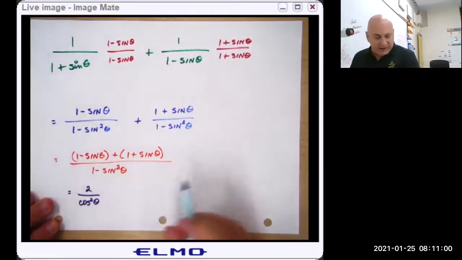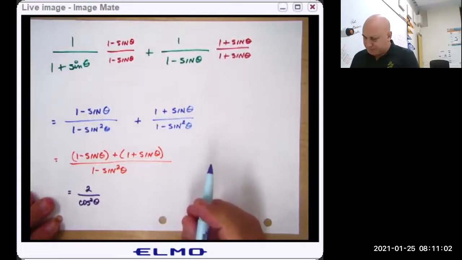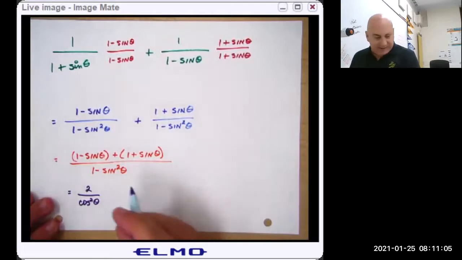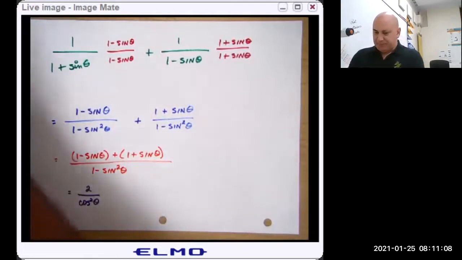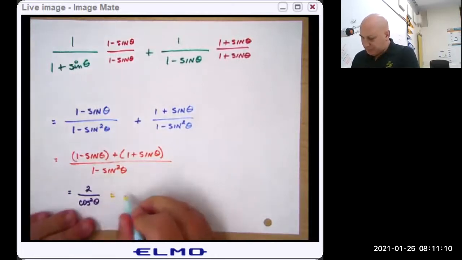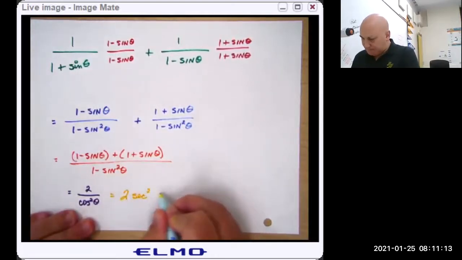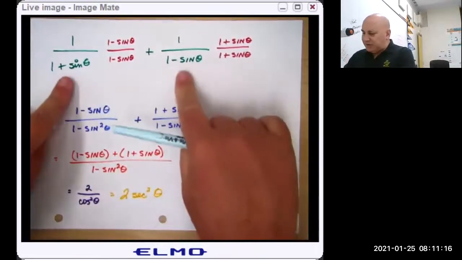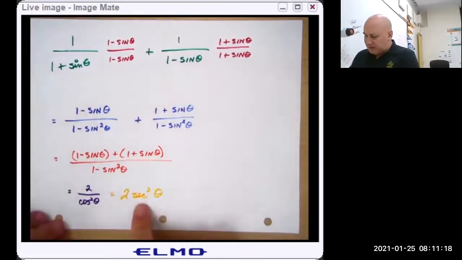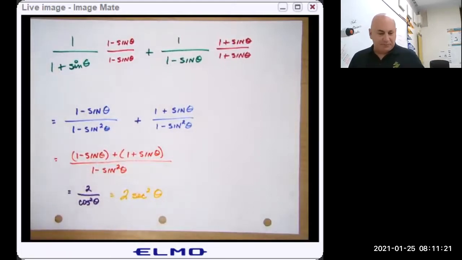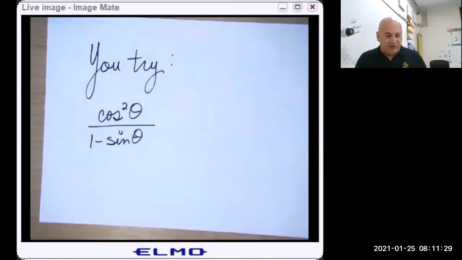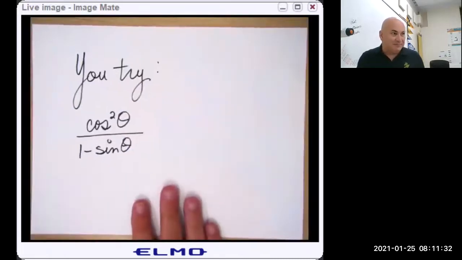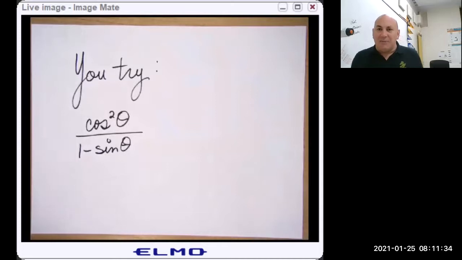theta from the Pythagorean identity. So we started with this expression and we ended it here. Now you try. See if you can simplify that. Pause the video, come back when you're done because I'm putting the answer up.